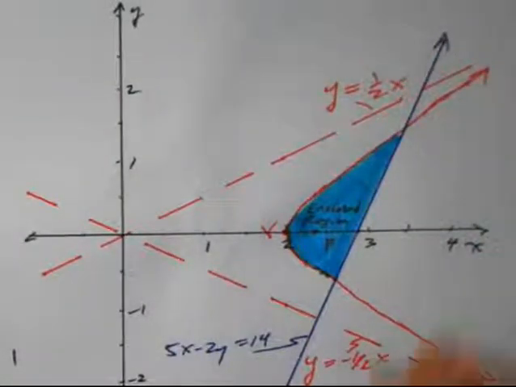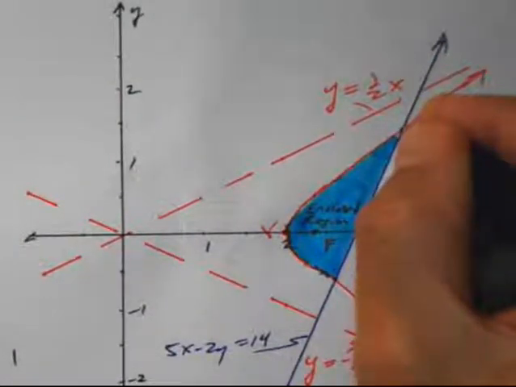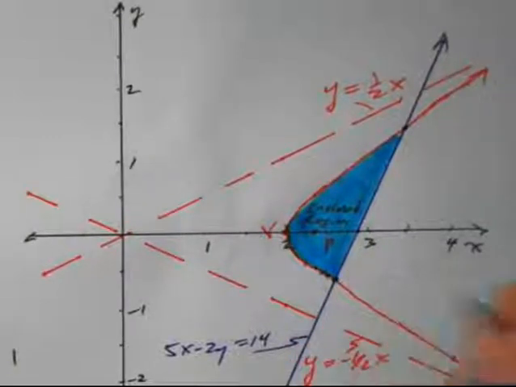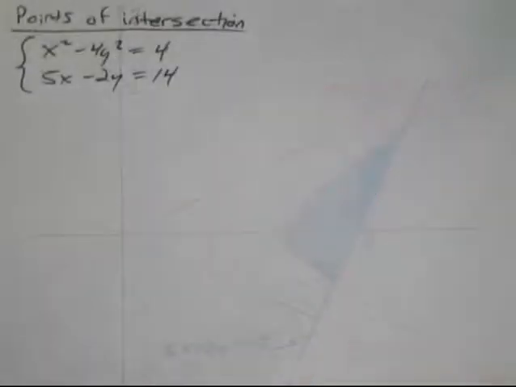We also have here two important points of intersection. Let's go ahead and get those calculated. For the points of intersection problem, we have this system of nonlinear equations, and the substitution method looks most promising here.